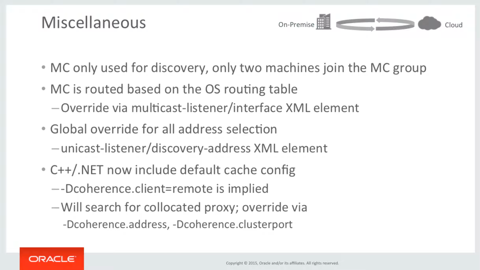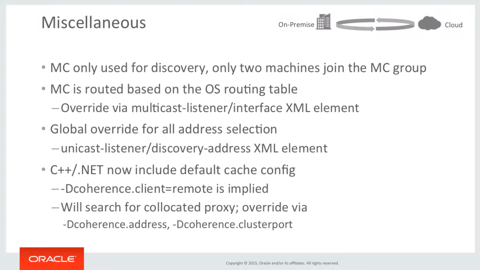There's also a new kind of global override for all the address selection. This is the unicast listener discovery addresses XML element. It defaults to the wildcard address, which means that any place we are able to utilize all IPs on the box, we will. So this applies to things like WKA Discovery will be listening on all IPs. The Proxy listens on all IPs. If you use Federation, it listens on all IPs by default.